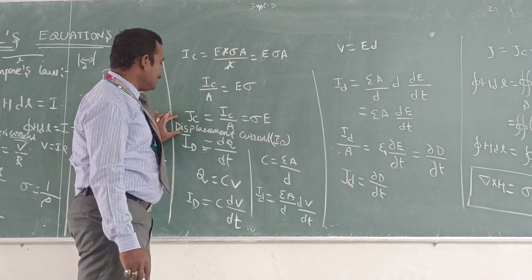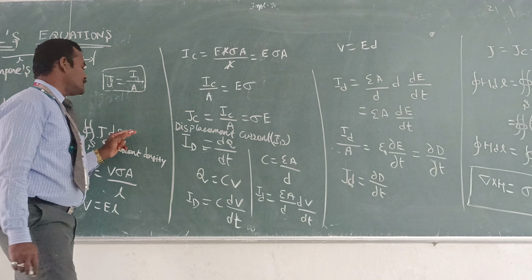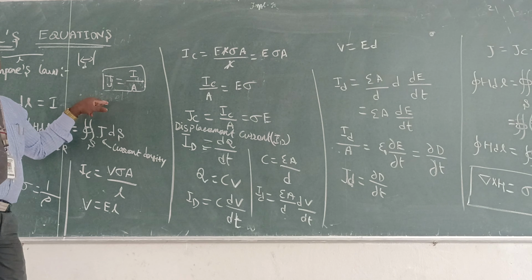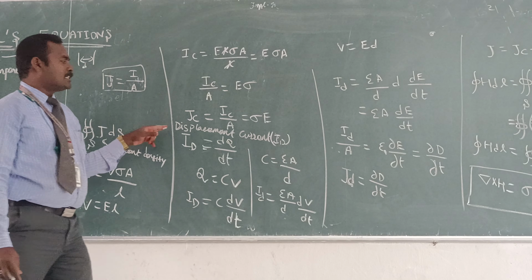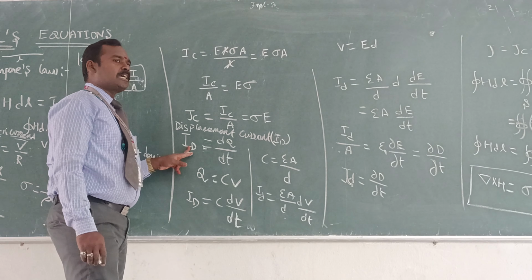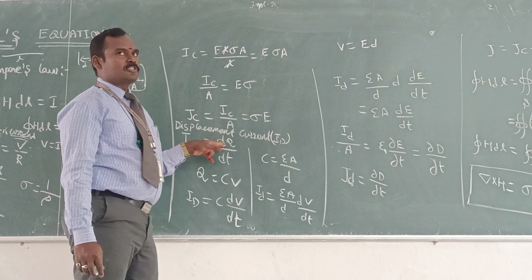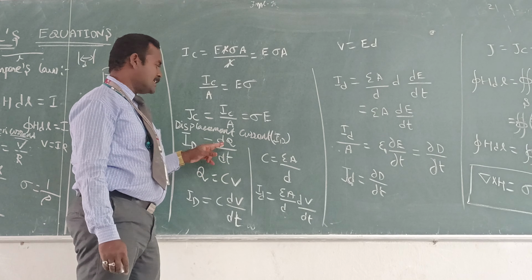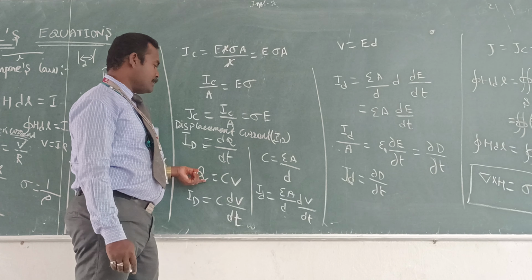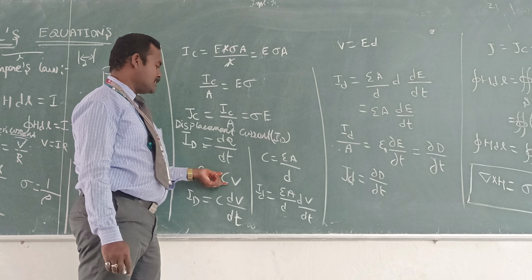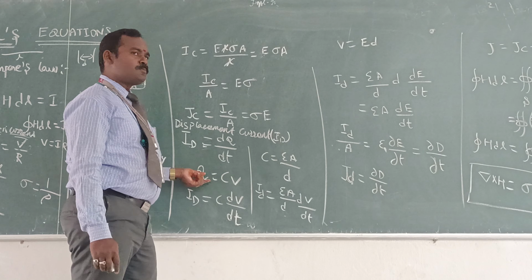Similarly, you need to find the other current element, that is the current density due to the displacement current. For the displacement current, you can consider the capacitance. The displacement current should be equal to the rate of change of charge with respect to time, right? The charge Q should be equal to C into V. We already derived this expression.